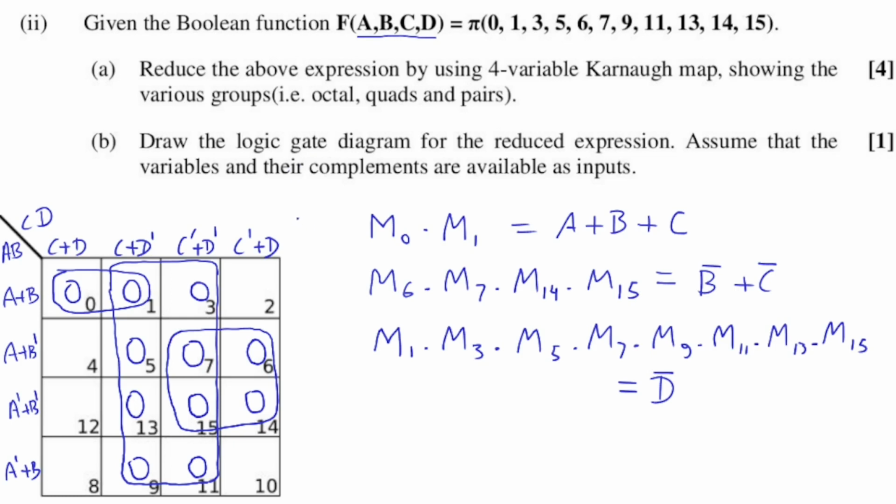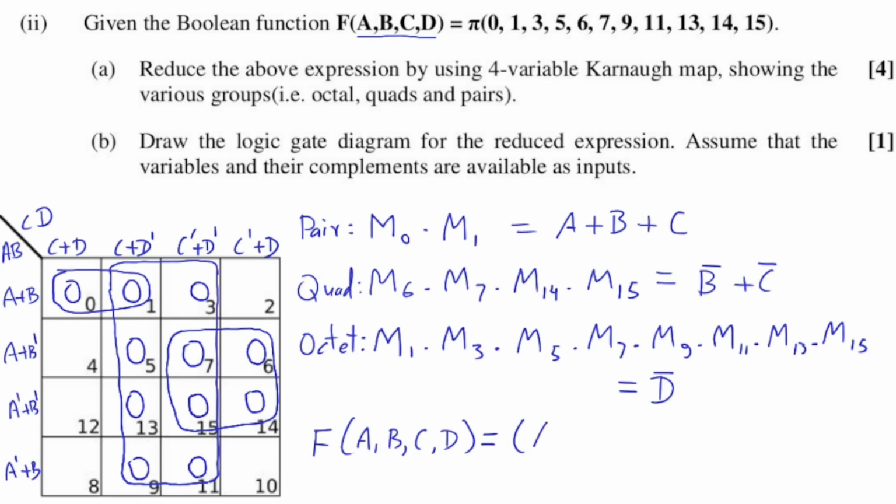Also, for clarity, you may write over here that this is a pair, this is a quad, and this is an octet. The same thing can be done in the previous question also. So the final reduced expression is F of A, B, C, D equals, we'll have the first term, that is A plus B plus C, then the second term, that is B complement plus C complement, and then the third term, that is D complement.